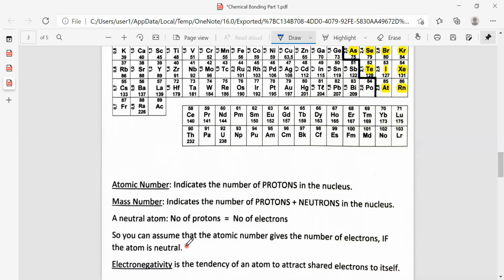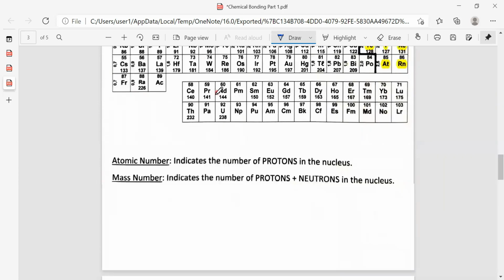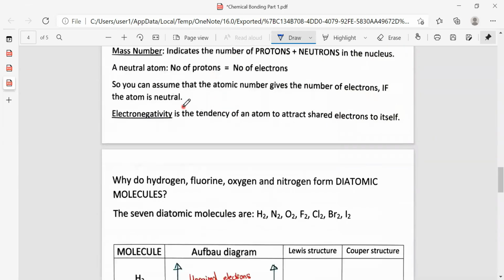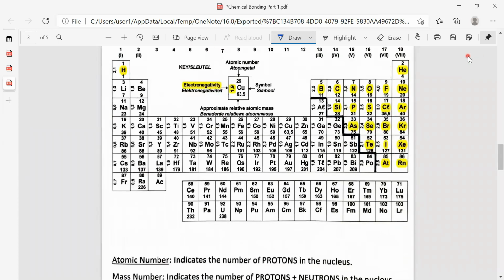Then the electronegativity, that is the number that I highlighted. It's the one on the side. Electronegativity is the tendency of an atom to attract a shared electron pair to itself. So I'm going to compare two elements here. Fluorine has the greatest electronegativity. Here's fluorine with an electronegativity of 4. It is the only element that has an electronegativity of 4. That is the highest electronegativity. So fluorine attracts a shared electron pair very strongly.